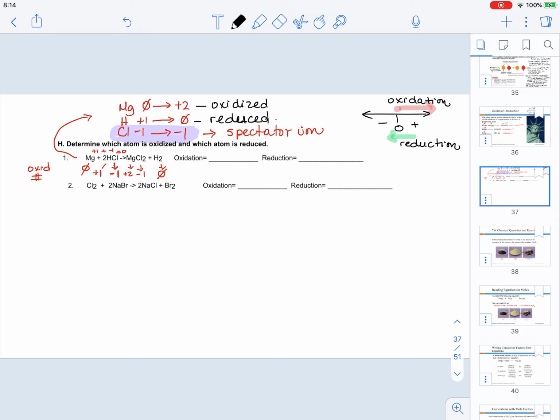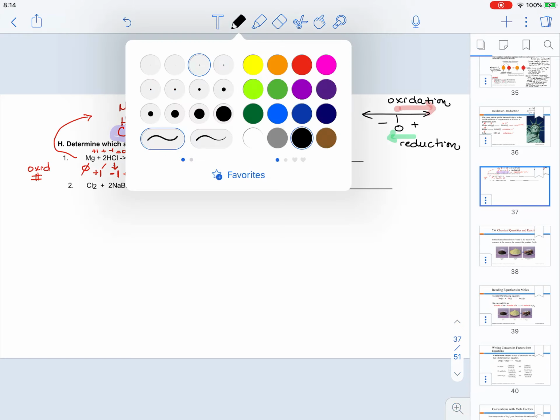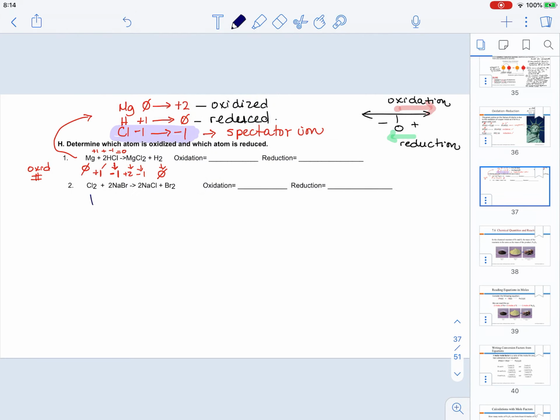I'm going to do problem number 2. Let me utilize a different color. Chlorine is in elemental form, oxidation number of 0. Sodium bromide is an ionic compound. The charge of sodium is going to be its oxidation number, so it's going to be +1. Bromine has a charge of -1, so that is also its oxidation number. On the product side, we have sodium at +1, chlorine at -1, and Br2 is in elemental form, so it has an oxidation number of 0.